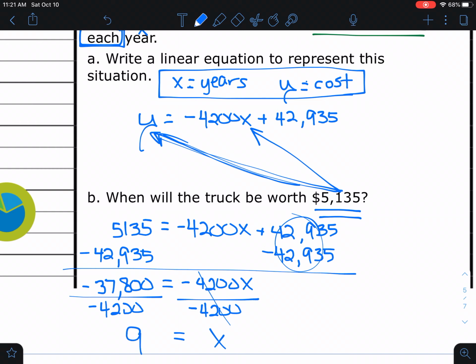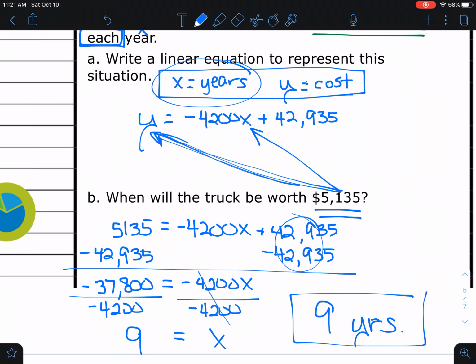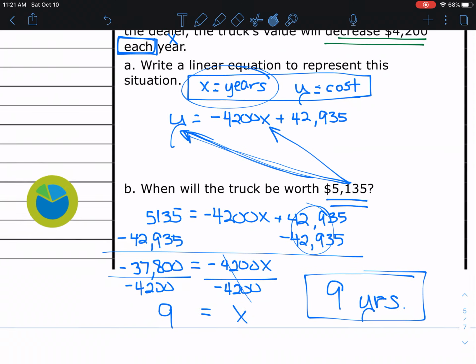9. Now, when it's a word problem, you need to answer with what the units are. So 9 what? So what does x represent? Well, if we look back up here, we know that x is years. So when I write my answer, I should say it's 9 years. And that's my answer. So after 9 years, his truck will have devalued down to $5,135. Okay. Hopefully that makes sense.